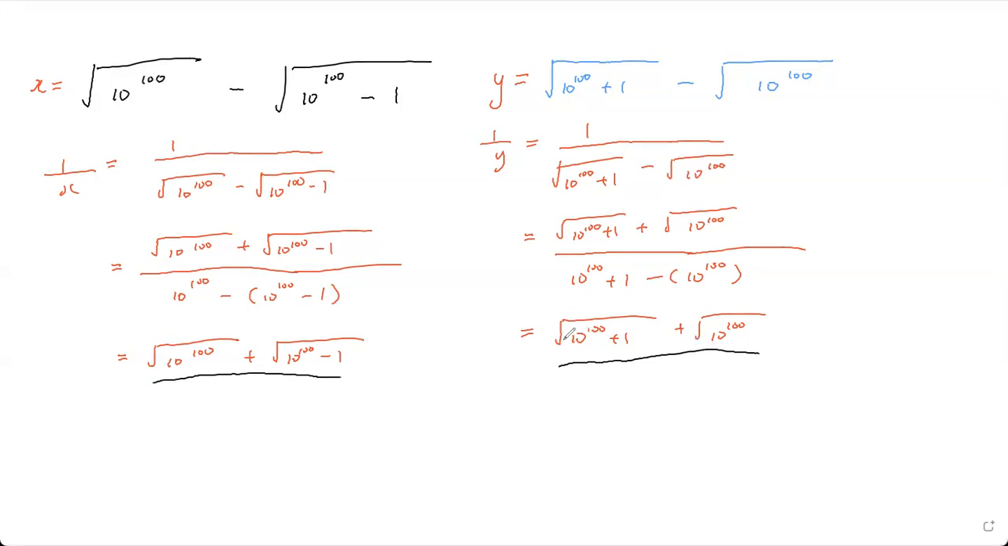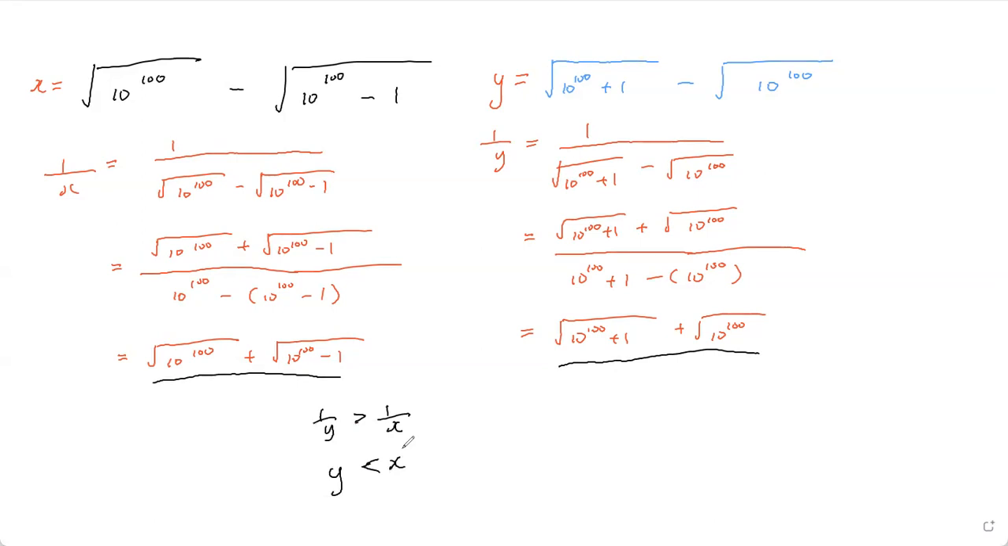Obviously, square root of 10 to the power of 100 plus 1 is going to be greater than square root of 10 to the power of 100 minus 1. So in other words, I can say that 1 over y is bigger than 1 over x. Now, 1 over y and 1 over x are both positive, right? So if they're both positive, then y should be less than x. And there we have our answer.